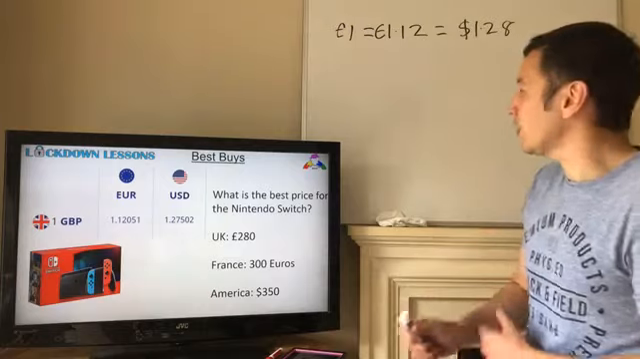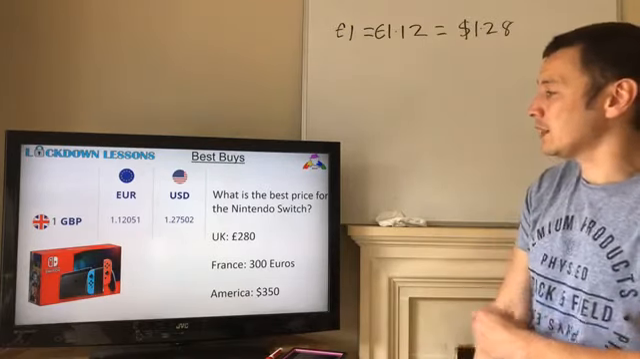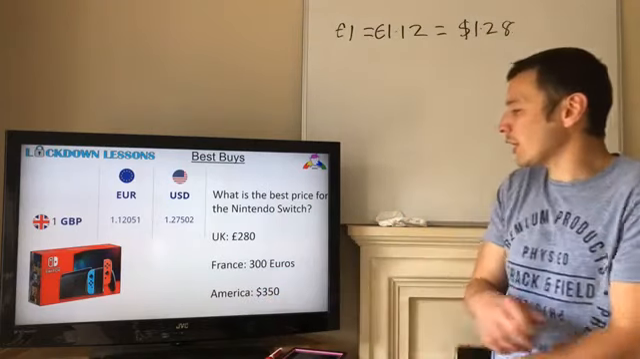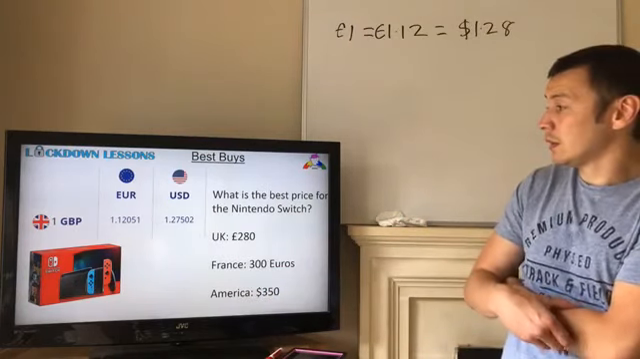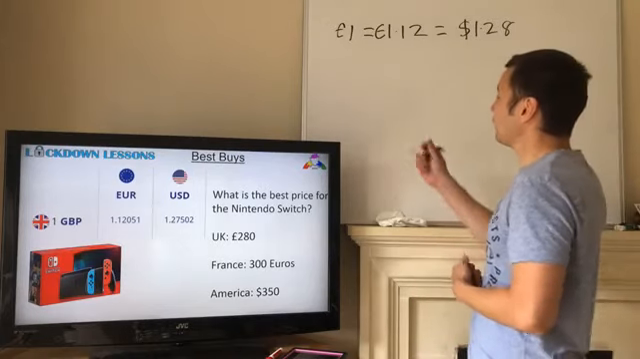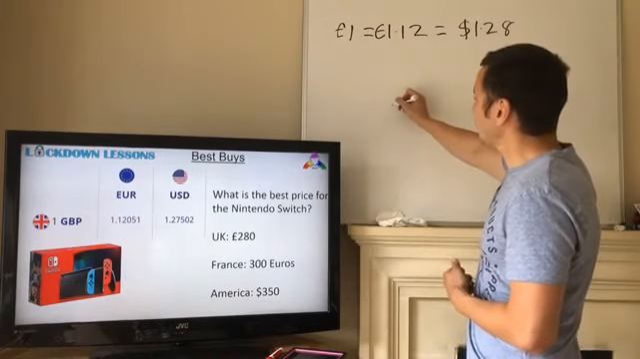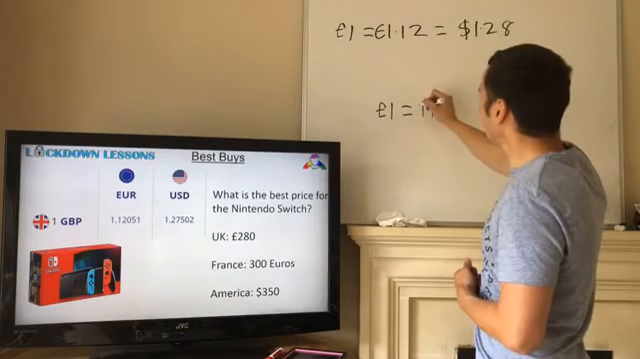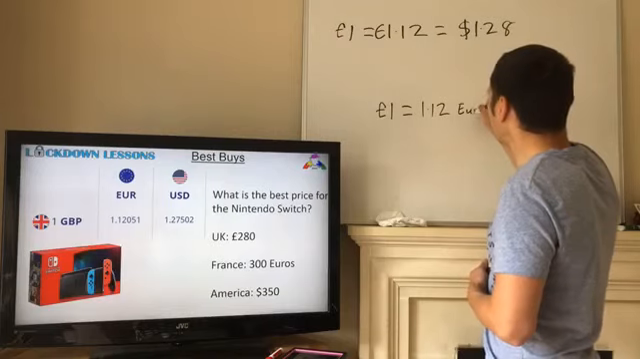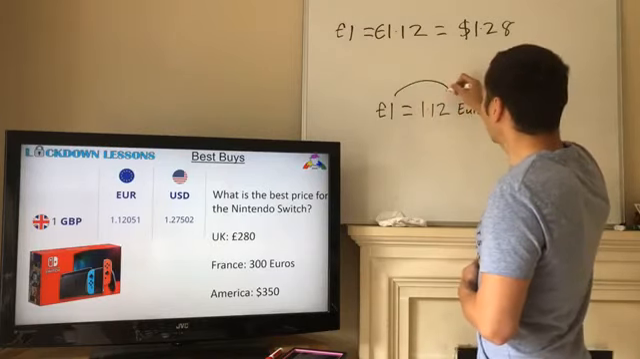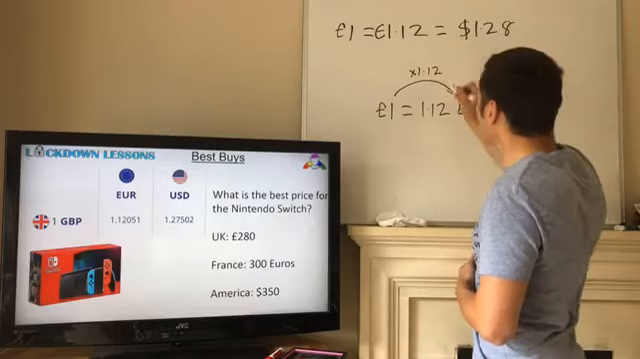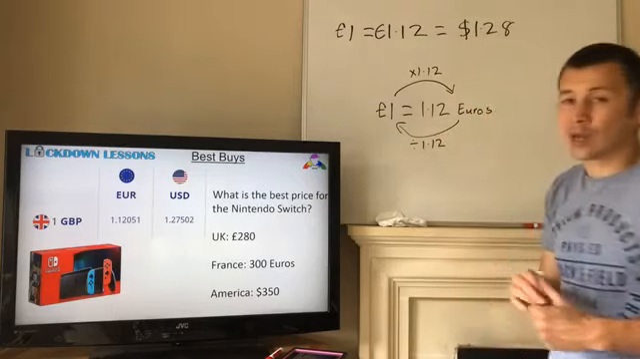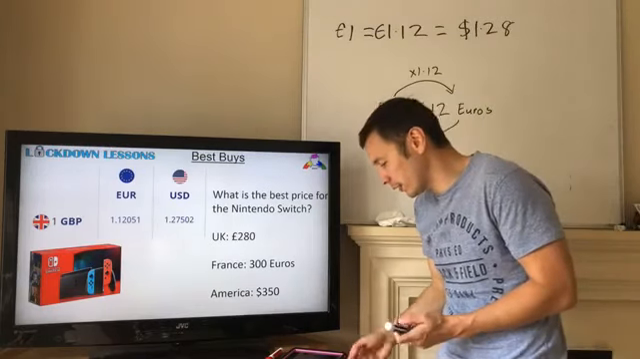Okay, so last question, where is the cheapest place to get the Nintendo Switch? In England, in France, or in America? So think about how we convert our money. Remember those little things you can draw. £1 equals 1.12 euros. So we times by 1.12. And we would divide by 1.12. Remember those really important diagrams you can draw to help you.